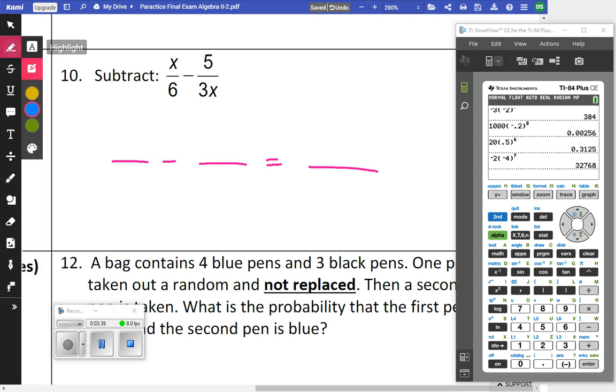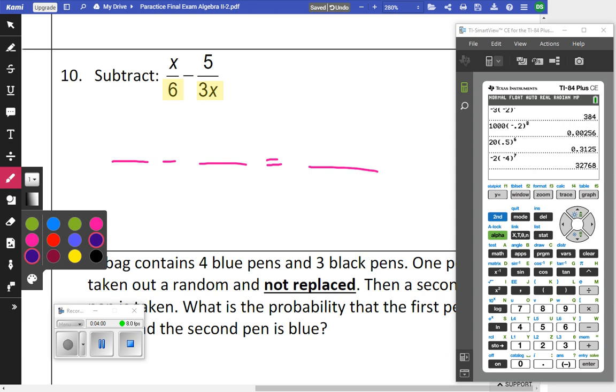So my denominators in this problem are 6 and 3x. What could my denominator be that goes into 6 and 3x? You could do 18. 18 works, but does 3 go into 6? Yeah, it goes in evenly. So instead of making it 18, I'm just going to do 6x, because I could multiply 3 by 2 to get me 6. Okay? What would I need to multiply this first fraction by to get me 6x on bottom?